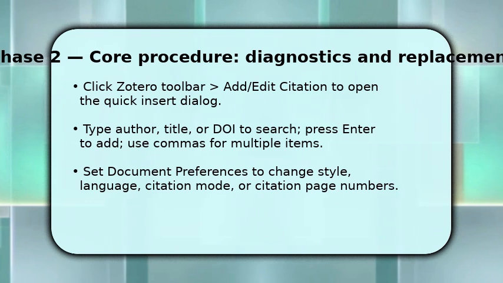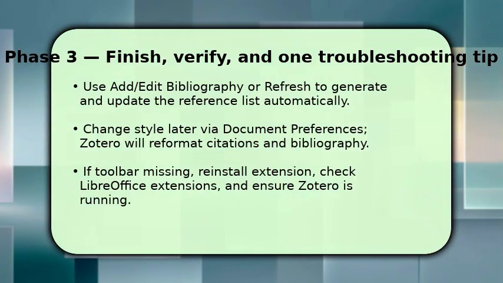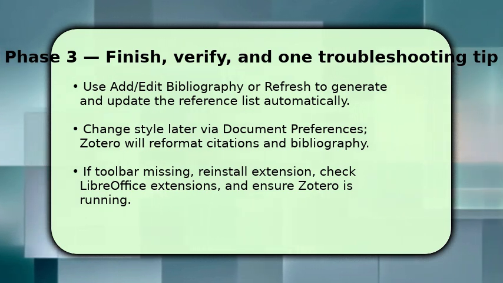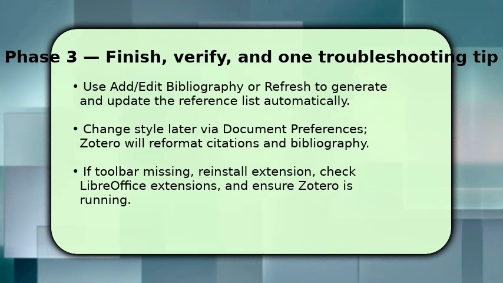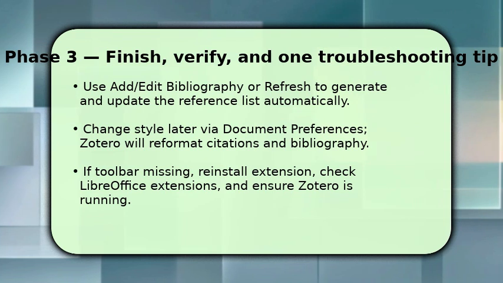Finish by inserting the bibliography with Add/Edit Bibliography or let Zotero auto-generate it when you insert your first citation. Once done, change the style in Document Preferences if you need another format. Zotero will reformat both citations and the reference list.